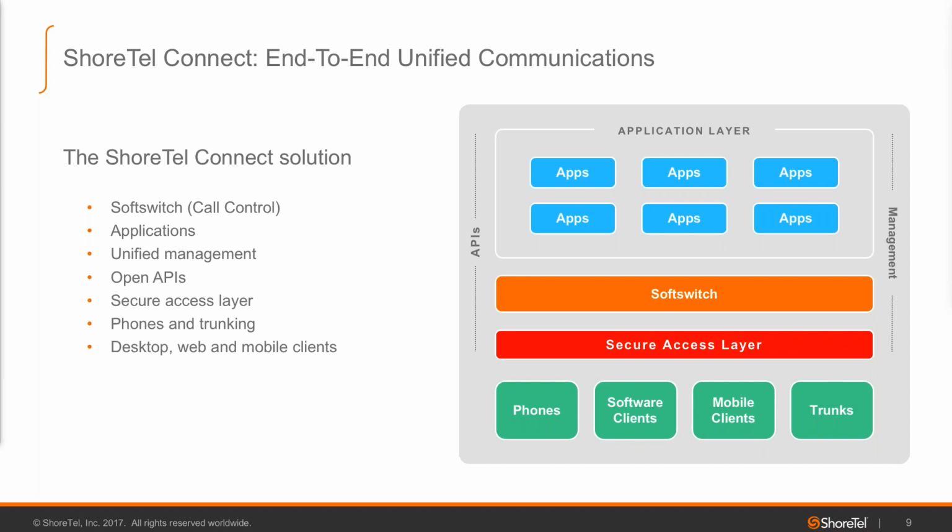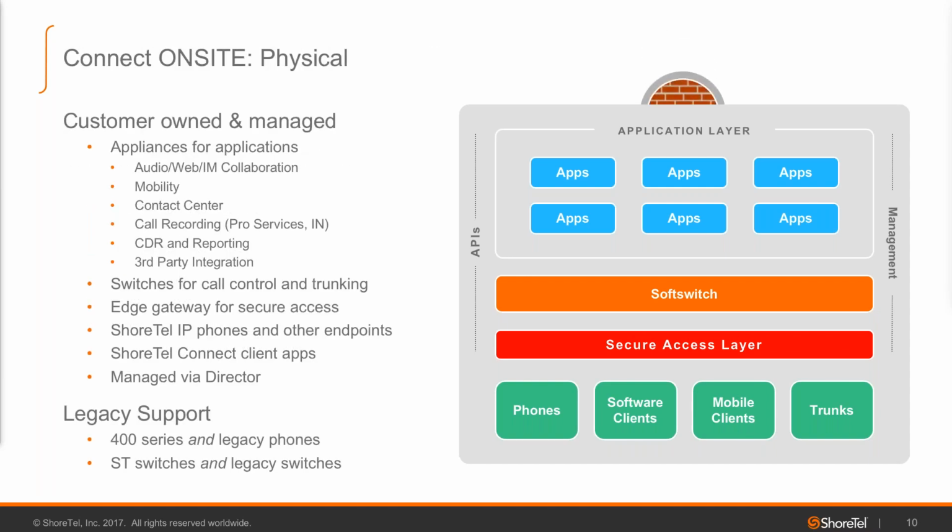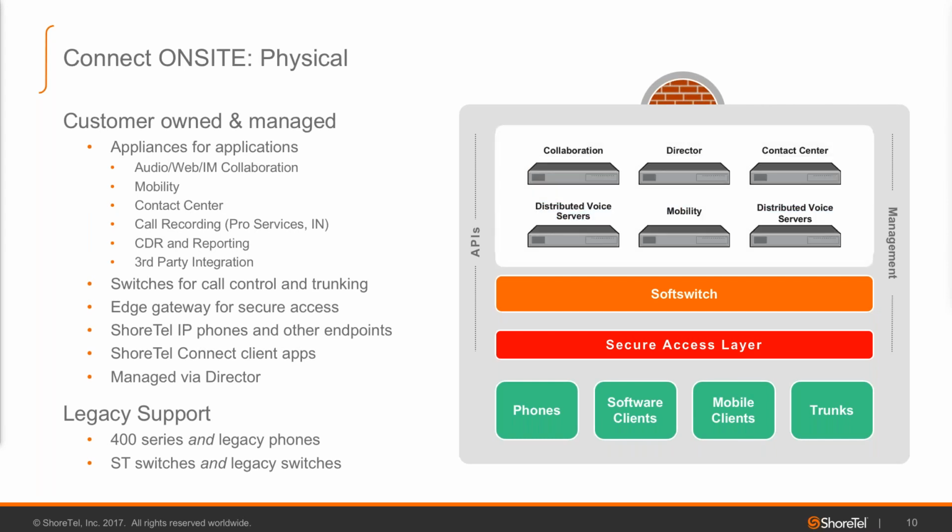Now, if you take this logical layer and you turn it into the actual physical components, let's take a look and see in real time what this could look like. So first of all, you've got those apps, and those apps are managed by servers. So you've got a mobility server, you've got a distributed voice server, you've got a contact center server, you've got a collaboration server, that sort of thing. These servers manage those apps and serve the app to the rest of the system. Below that, you've got the soft switch.